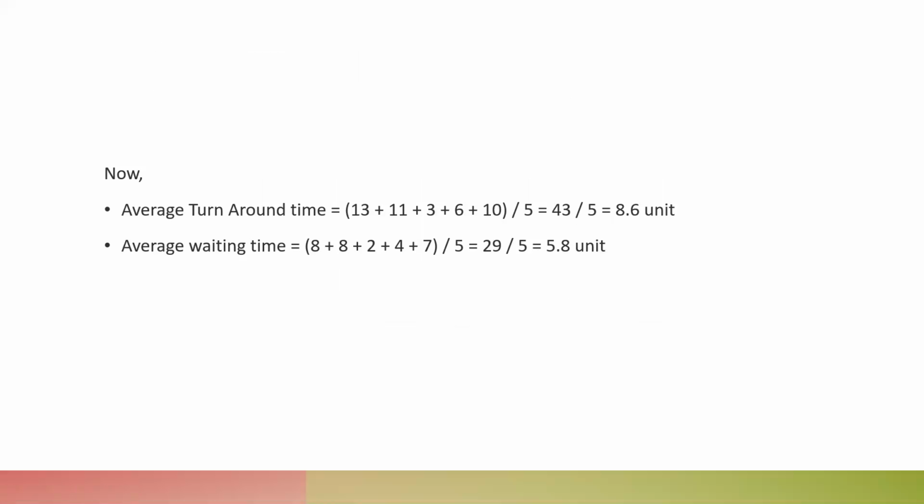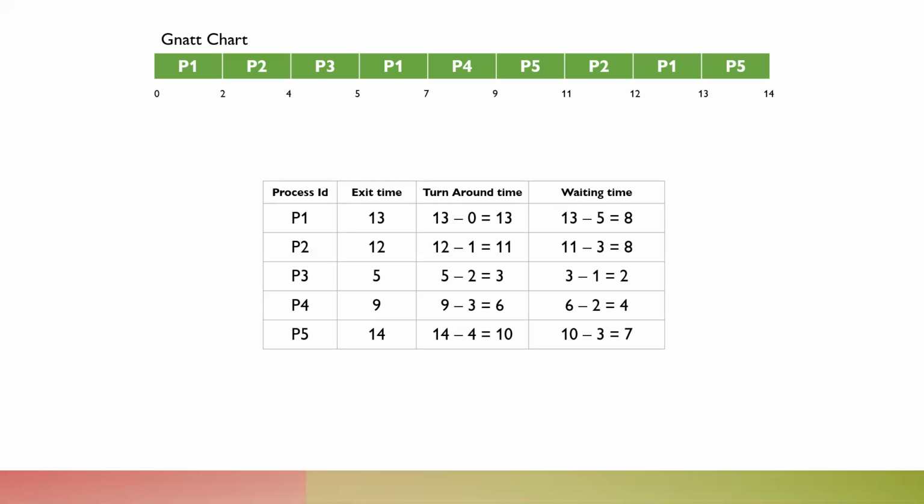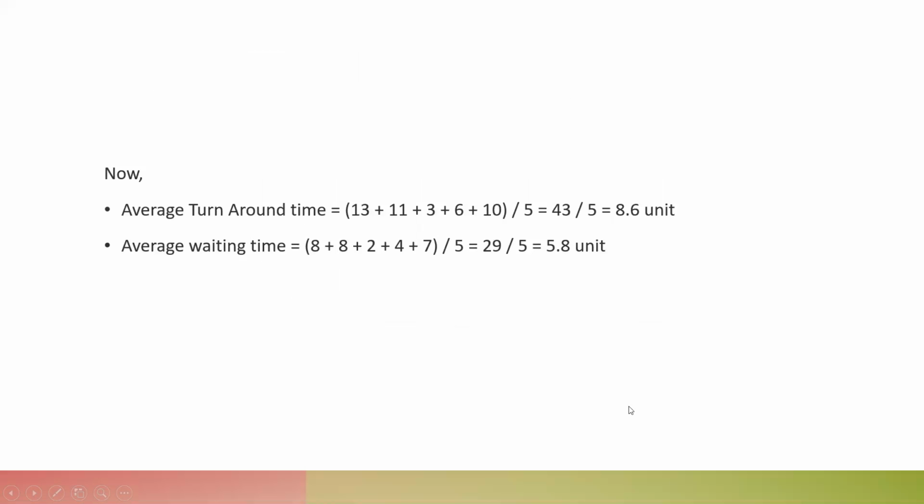Now, average turnaround time: if we calculate 13 plus 11 plus 3 plus 6 plus 10 divided by 5, the average turnaround time is 8.6 units. And average waiting time is 8 plus 8 plus 2 plus 4 plus 7 divided by 5, that is 29 by 5, which is 5.8 units. So this is the average waiting time for each process to be completed.